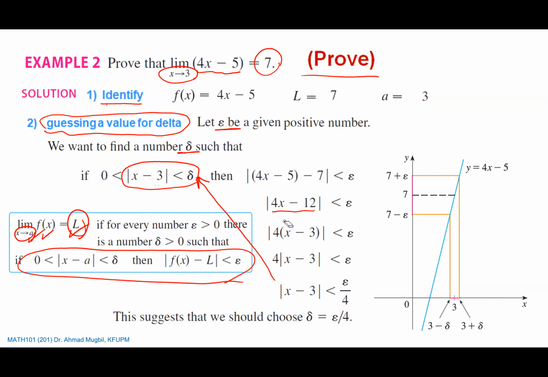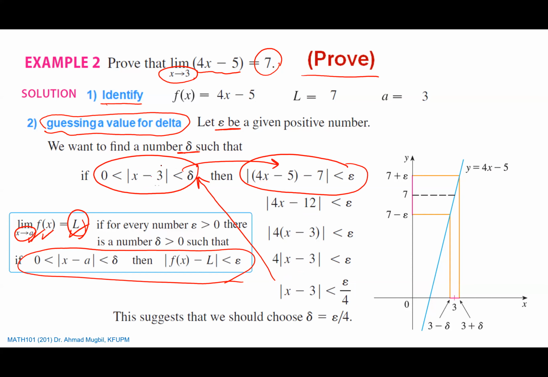But this is not the proof, by the way, because we started with the conclusion, and then we had the condition. When we prove, we should start with the condition and go to the conclusion. So this is why we call this guessing a value for delta. Now to do it, yes.